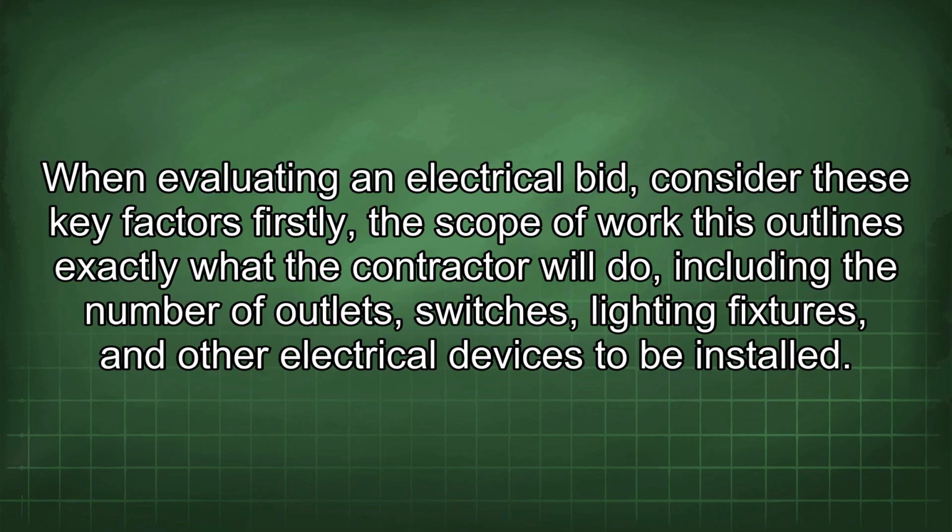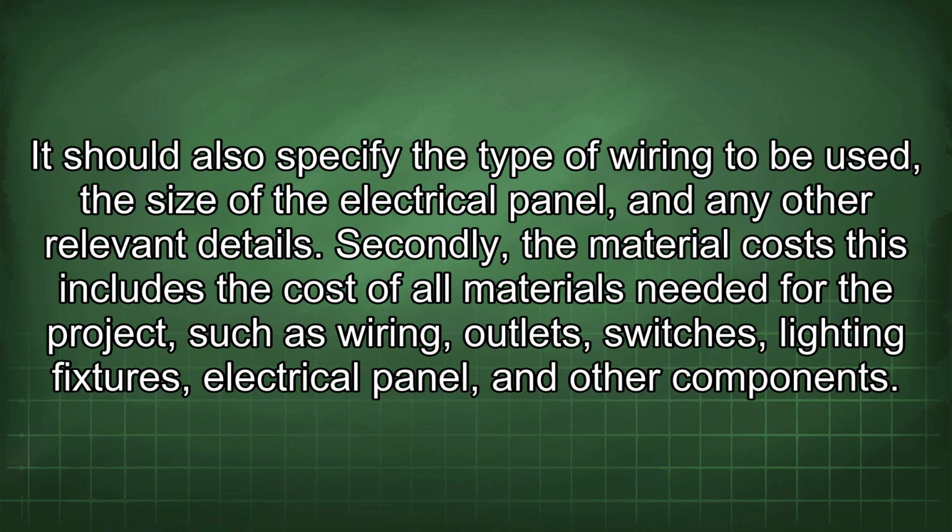When evaluating an electrical bid, consider these key factors. Firstly, the scope of work. This outlines exactly what the contractor will do, including the number of outlets, switches, lighting fixtures, and other electrical devices to be installed. It should also specify the type of wiring to be used, the size of the electrical panel, and any other relevant details.